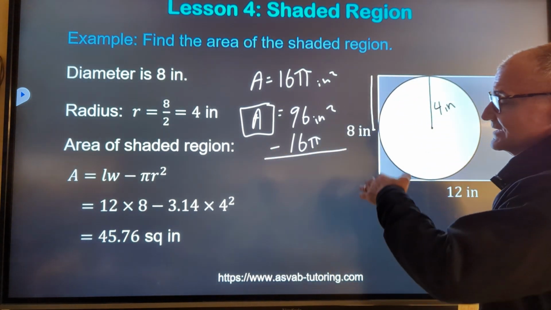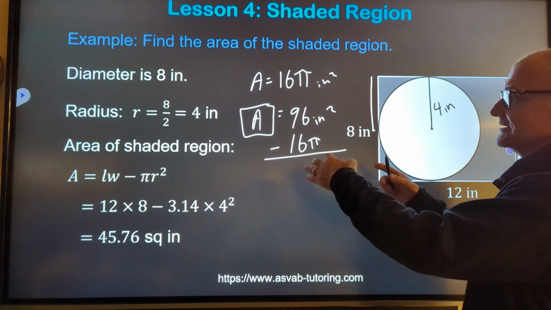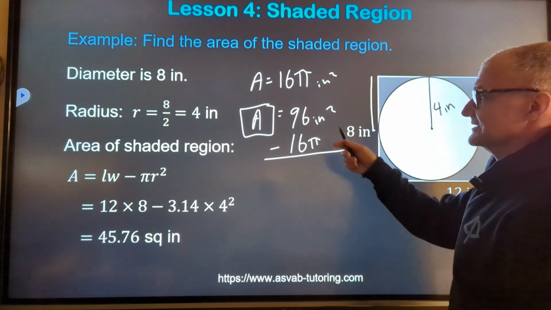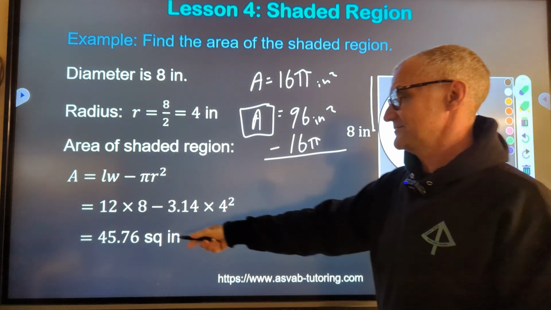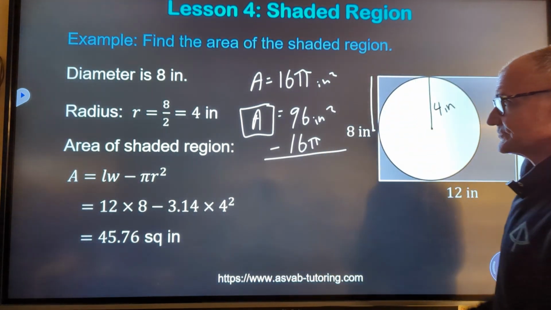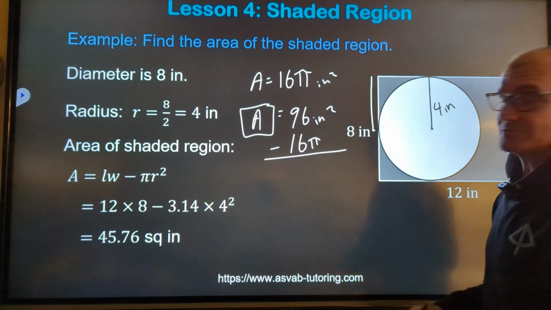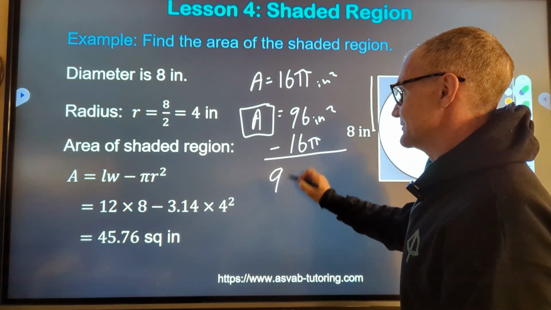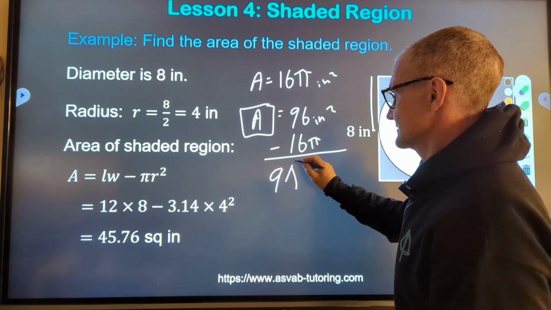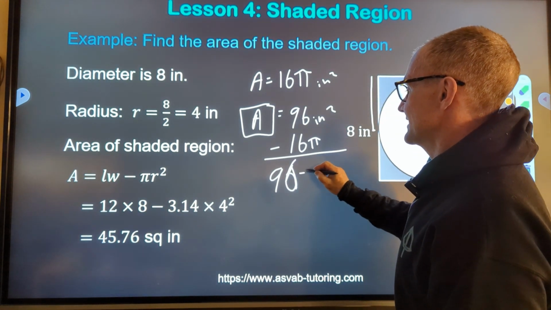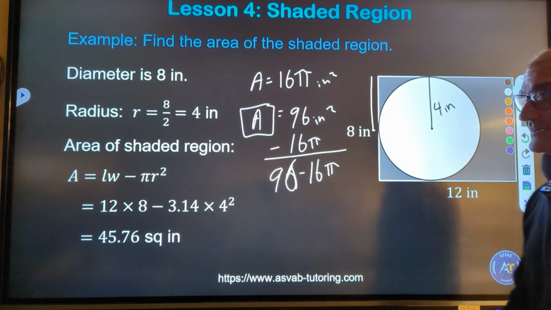And if I'm going to enter it on a calculator, I'm going to do 16 times 3.14 to get about 50 or so. Then 96 minus that value to get about 45 or so, 46. Or if I don't want to use a calculator and do long multiplication, if it's a multiple choice problem, the answer would probably be written like this. 96 minus 16 pi. That's a good answer. It's an exact value answer right there.